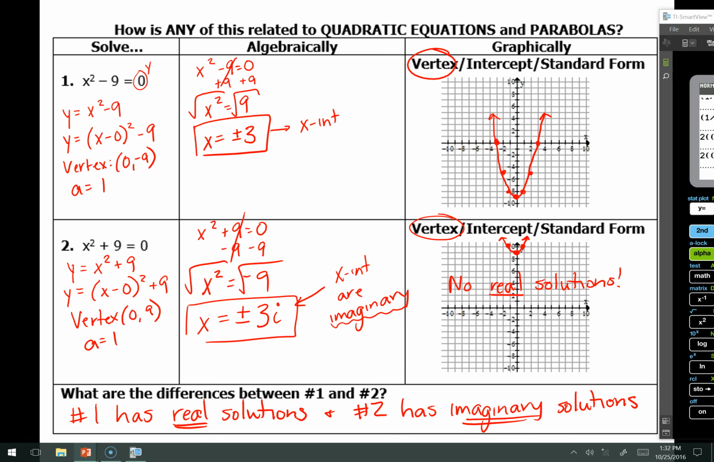Okay, so I would like for you to try the second problem like this, the Now You Try, and we'll talk about it in class.